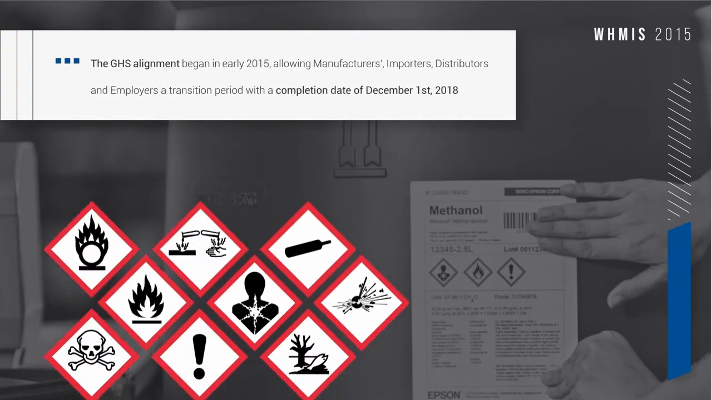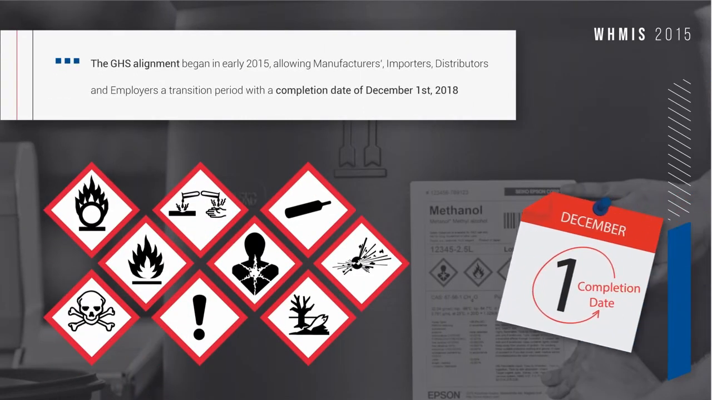WHMIS 2015 is the result of the adoption of the Globally Harmonized System, or GHS. GHS enables Canada to use the same United Nations standards of classifying hazardous products and communicating those associated hazards. In Canada, GHS does not replace WHMIS, but instead aligns Canada with GHS elements. The GHS alignment began in early 2015, allowing manufacturers, importers, distributors, and employers a transition period with a completion date of December 1st, 2018.